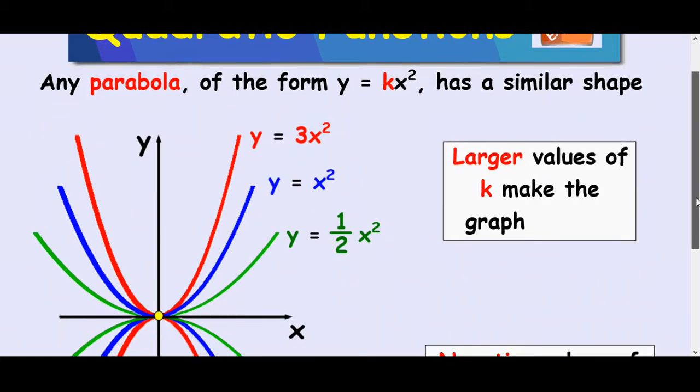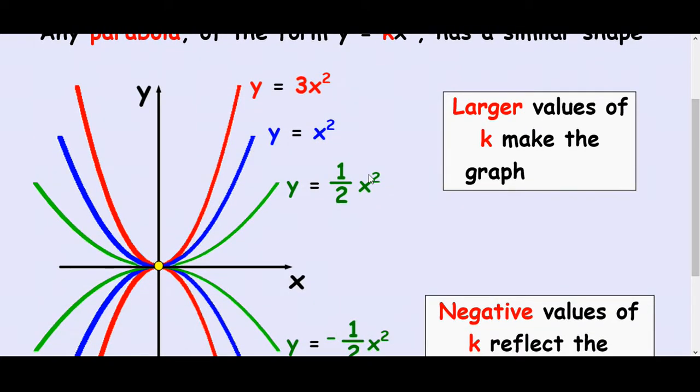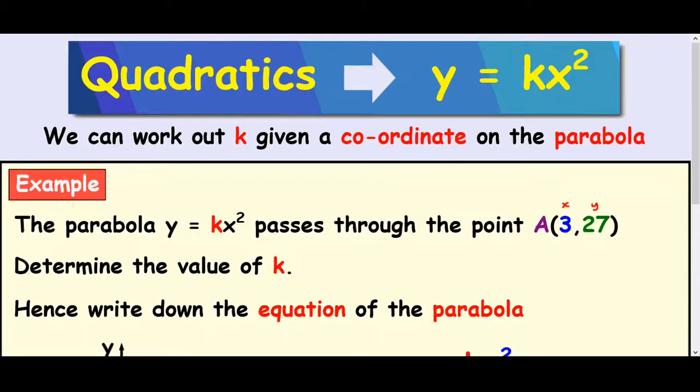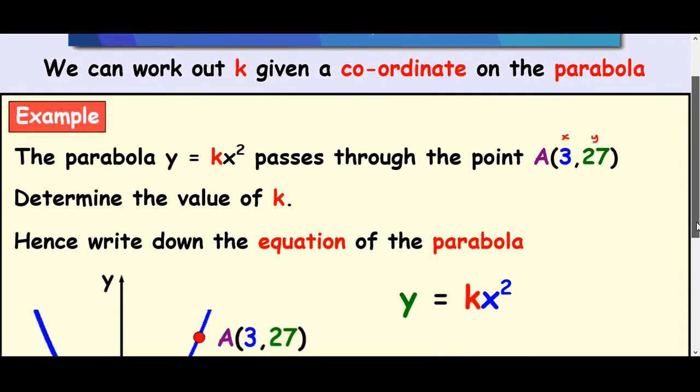So this is what we looked at in the function explorer. Larger values in front of x squared make the graph steeper, and negative values in front of the x squared reflect the graph in the x-axis. Okay, so let's look at an example of what we're trying to do here.